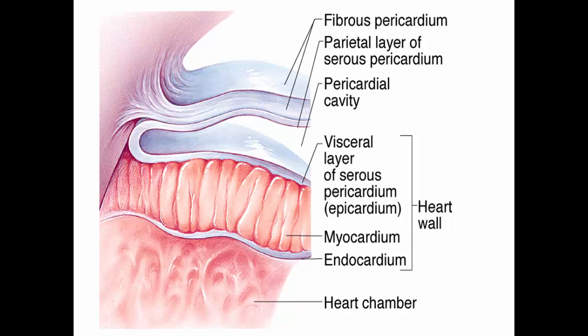So if we look at this area of the heart where it's joined to a blood vessel, here is the fibrous pericardium, here is the parietal layer of the serous pericardium, and the visceral layer of the serous pericardium. This would be the pericardial cavity where the pericardial fluid would be. Now the visceral layer of the serous pericardium is the same as the epicardium. Here is the myocardium or the muscle layer, and then here is the endocardium. This would be the heart chamber.